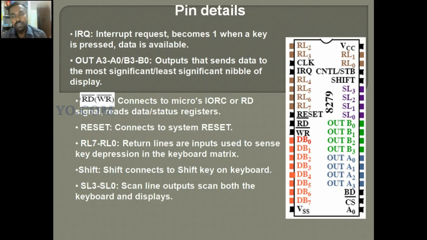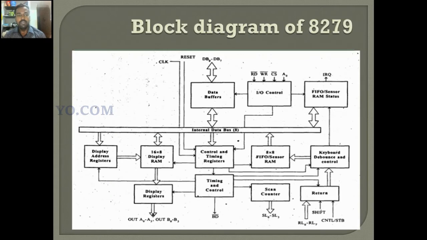Then the shift pin is connected with the shift key on the keyboard. Then SL3 to SL0, that is the scan line output, scans both the keyboard and displays. Okay, that is a scan line, for output to both keyboard and displays. Next we are going to see the block diagram of 8279.